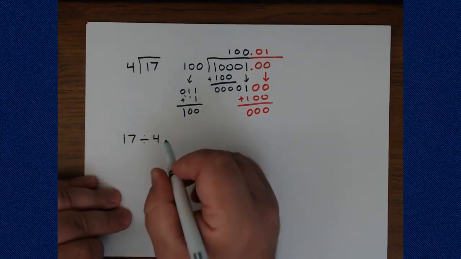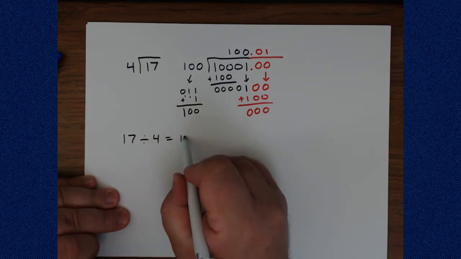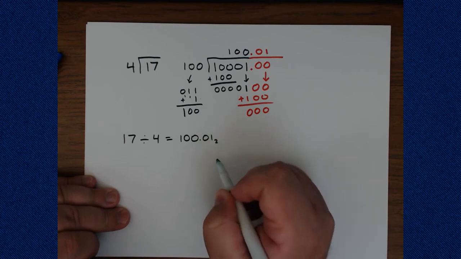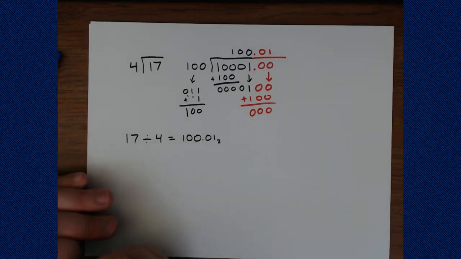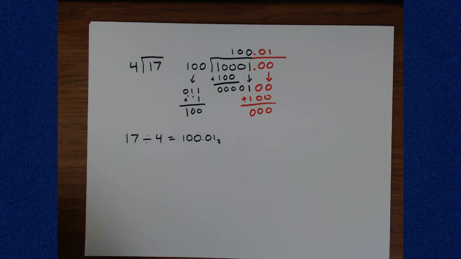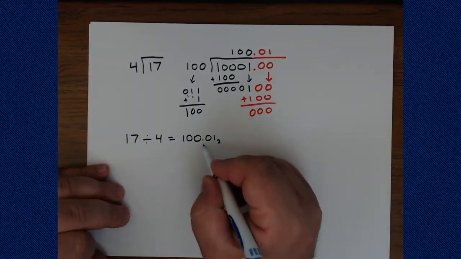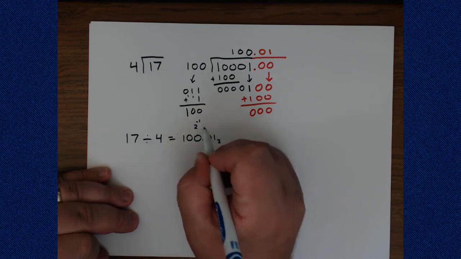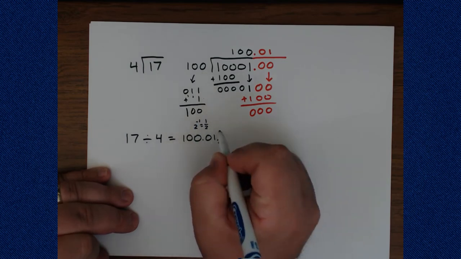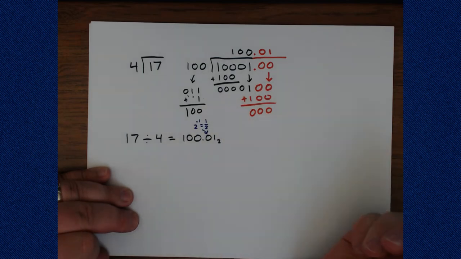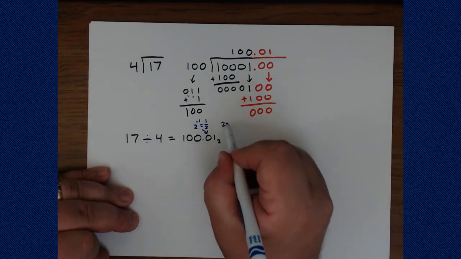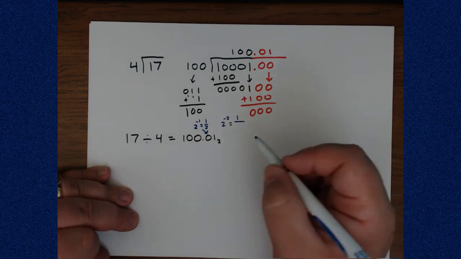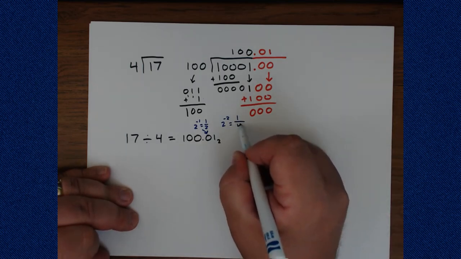in which case we say that 17 divided by 4 is equal to 100.01 in binary. And in binary now, when we get over here, past the radix point, we're looking at the 2 to the negative first position, which is equal to 1/2. That's this guy. And then the 1 is in the 2 to the negative 2 power position, which is the same thing as 1 over 2 squared, or 1 over 4.